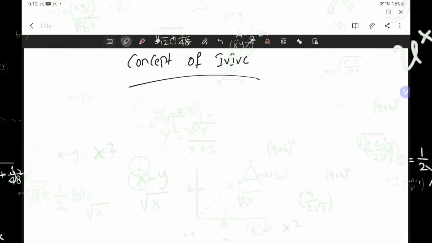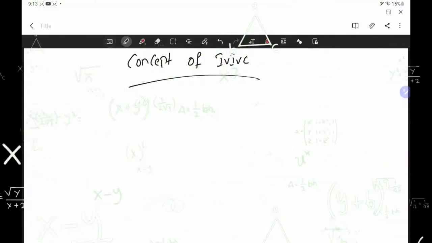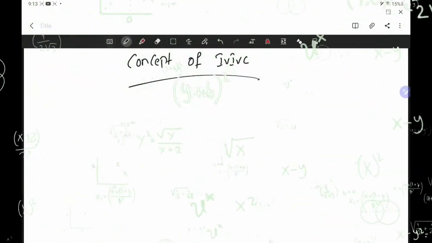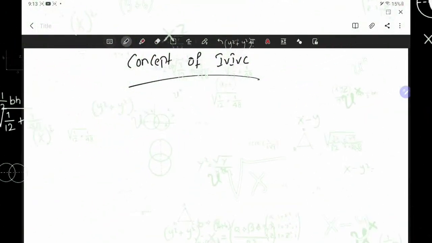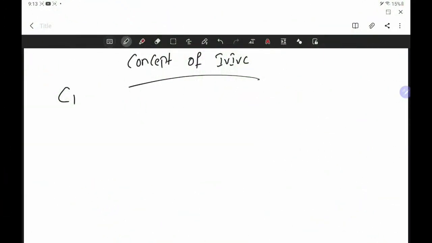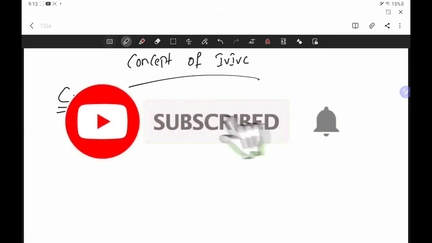Today we are going to learn about the concept of IVIVC in a short form. We'll try to see what this concept is and how it is being developed. Now let's say there is a company, I will call it C1, company 1. This company has researched and developed a new drug.